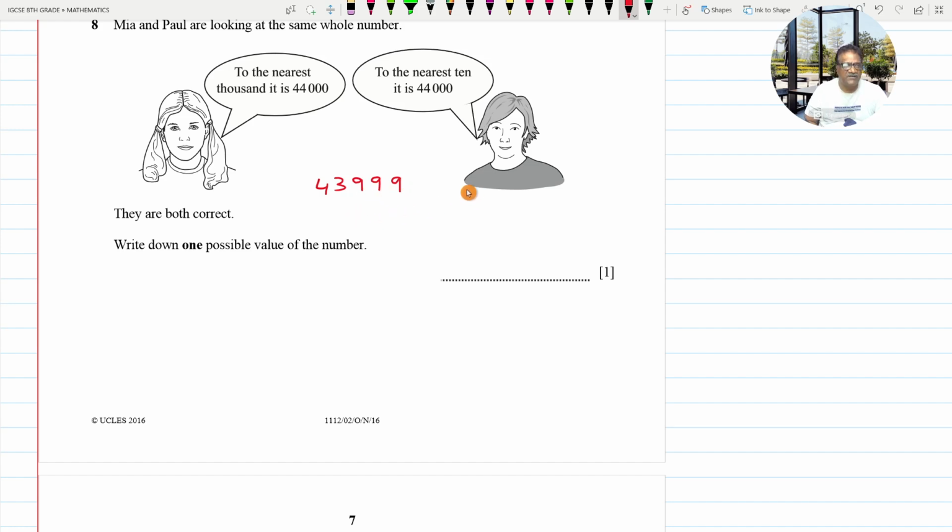Okay. Now let us check. Let us round this to the nearest 10. So this is the unit place and this is the 10s place. So till here you have to round it. If you want to round it till here, this will become 0.